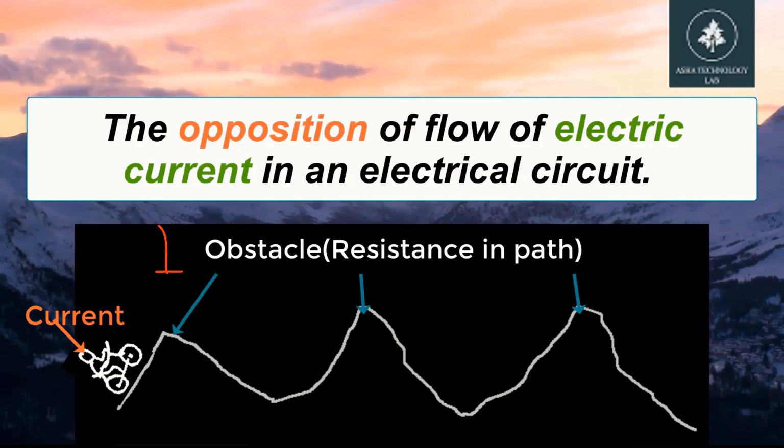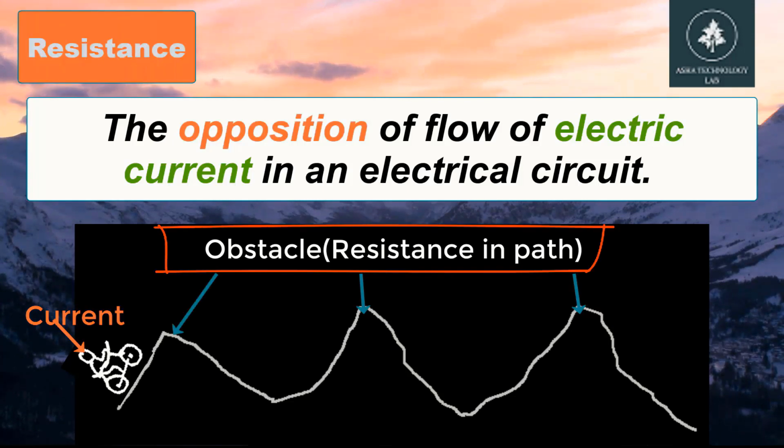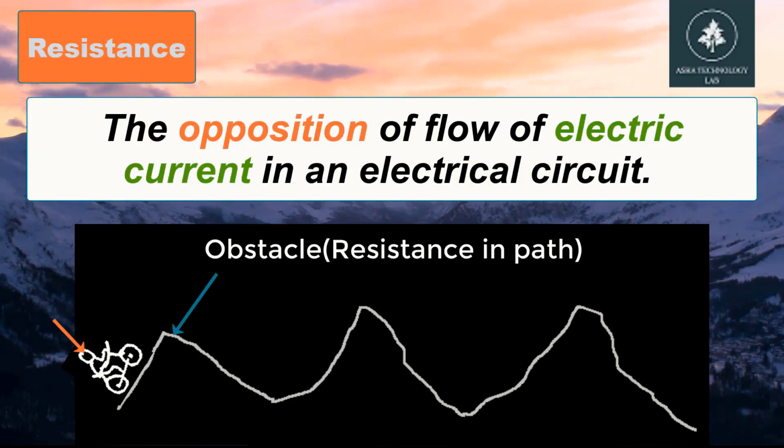Now let's see what resistance is. It's an important component in the electronics world. It protects electronic devices from excess current. So, resistance is the opposition to the flow of electric current in an electrical circuit.